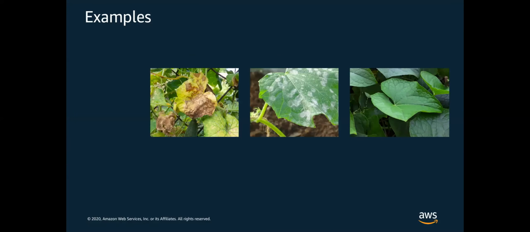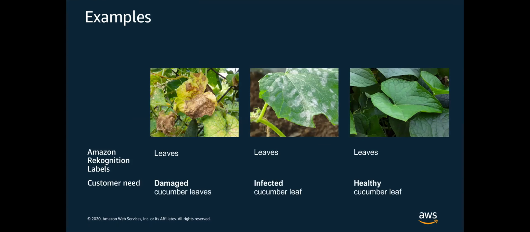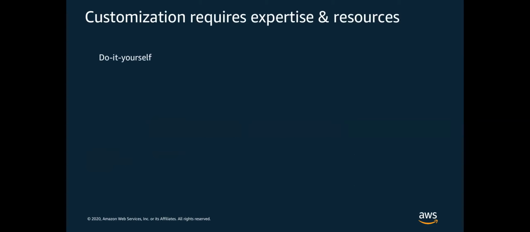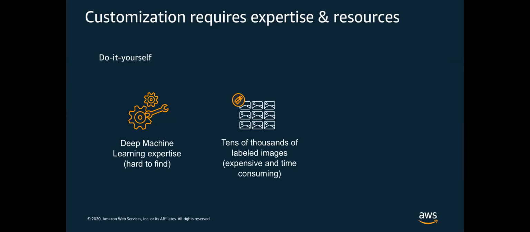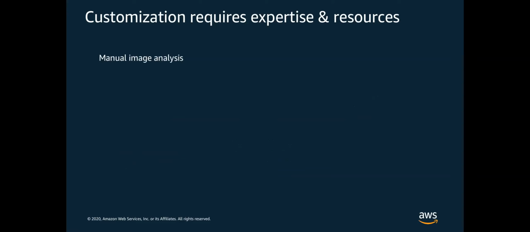Similarly, around classification, here are some examples of leaves, which the Rekognition Labels API will just call leaves. But you might want to detect that the first one is damaged cucumber leaves, the second one is infected, and maybe the third one is healthy leaves. So again, as a machine learning developer or data scientist, you can do it yourself. Usually it requires tens of thousands of images, it can be expensive and time consuming, because you have to acquire those large data sets and go through the whole training process.